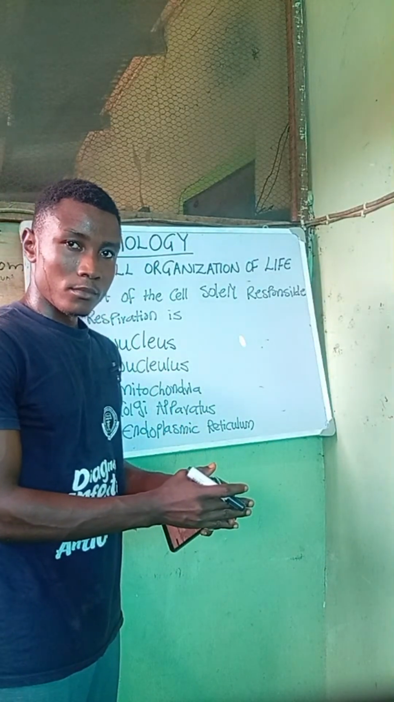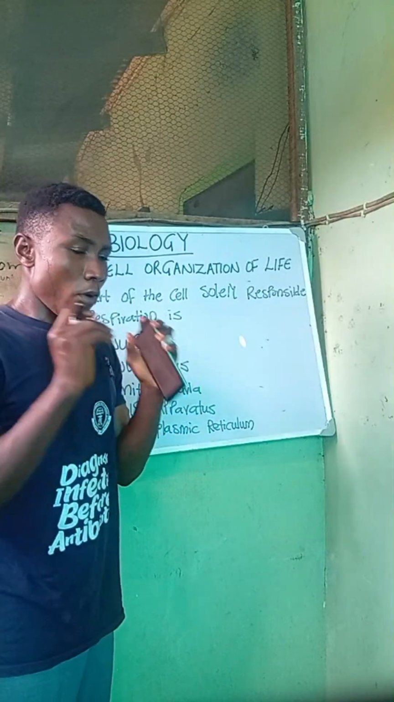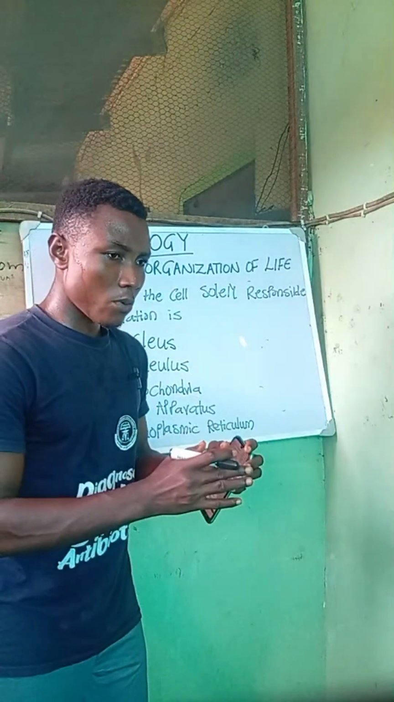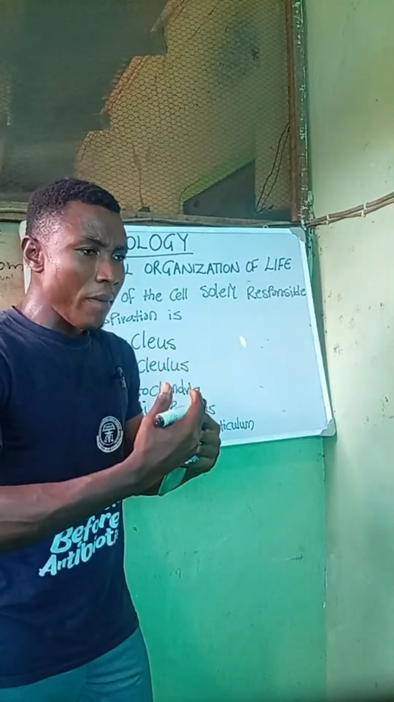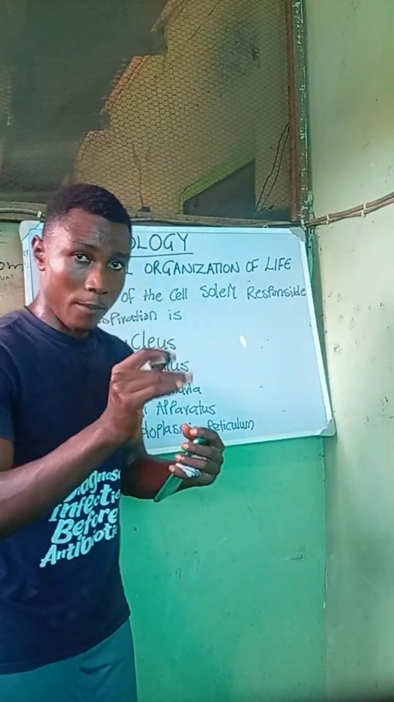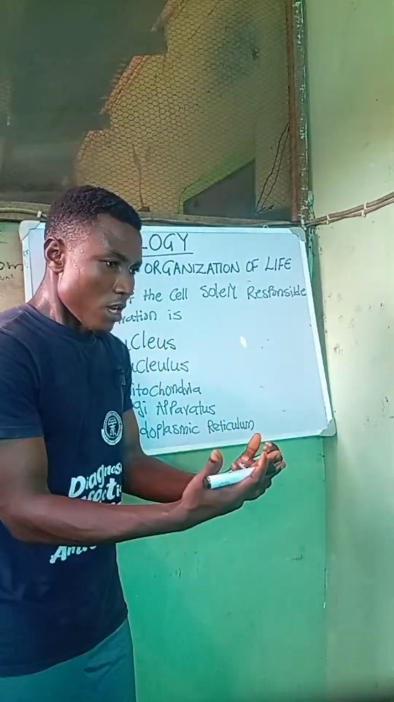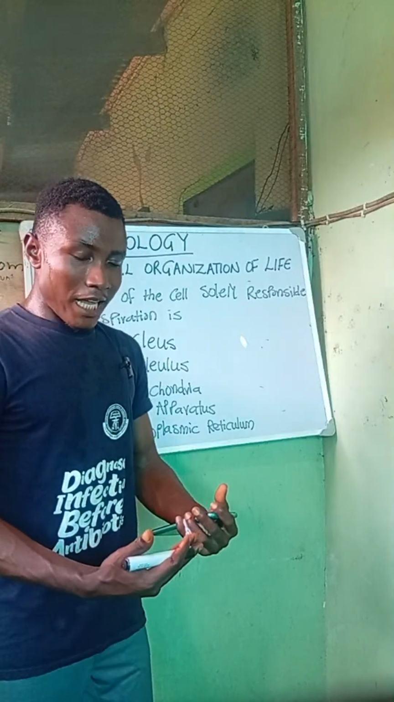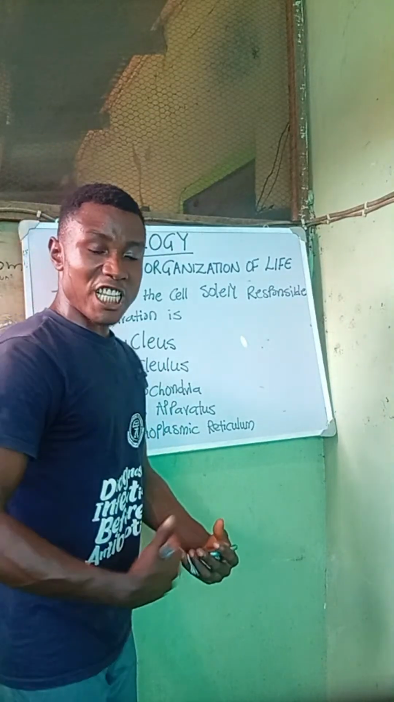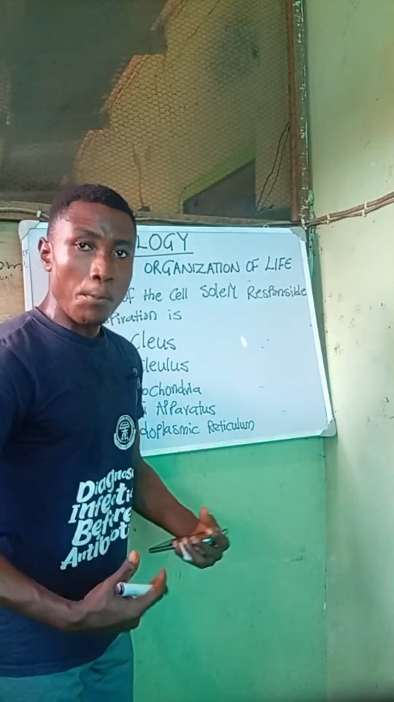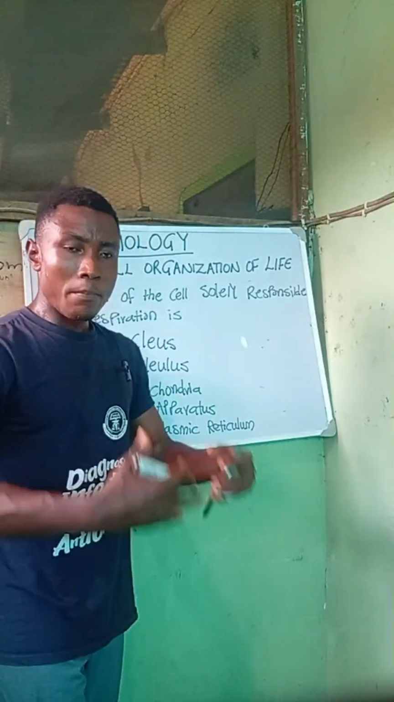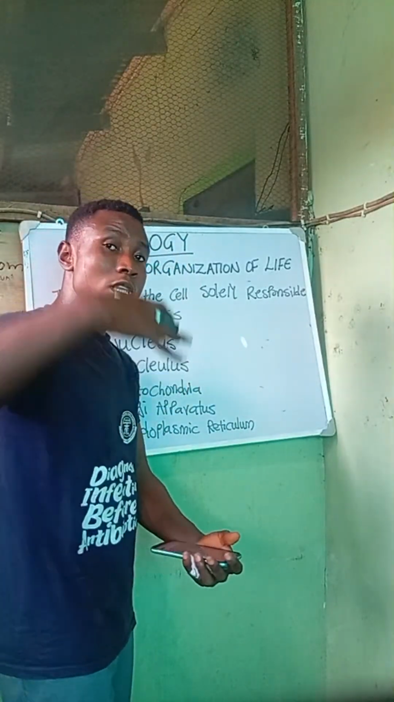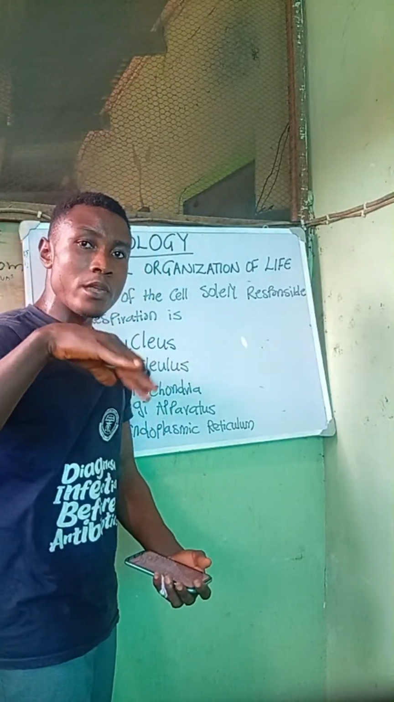Now, mitochondria is the powerhouse of the cell. What do you mean by powerhouse? When you say power, it means energy. Mitochondria is the part of the cell that is responsible for respiration. Now, respiration is energy. It breaks down foods. Then we get to talk about metabolism, which is catabolism and anabolism. Anabolism simply means they build up, and catabolism simply means they break down.